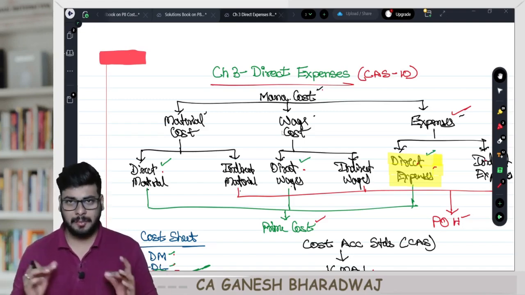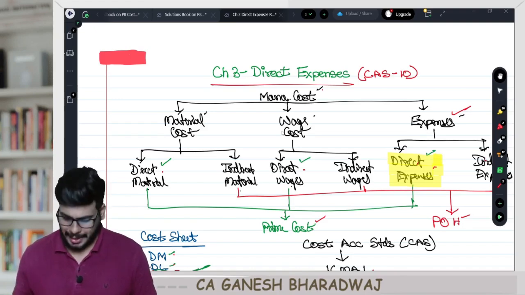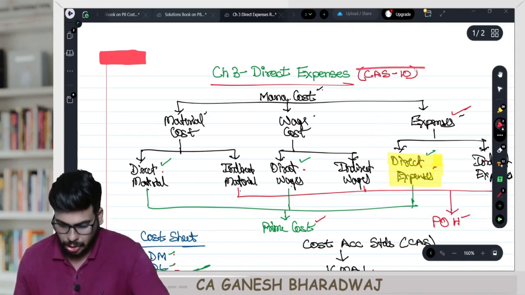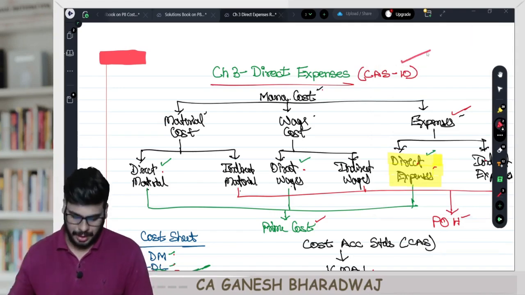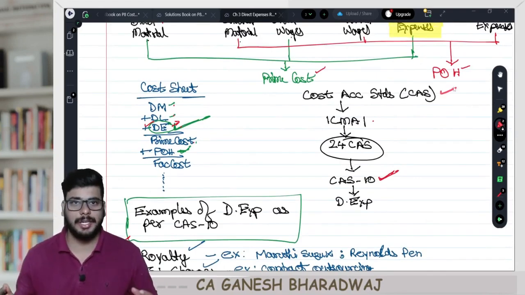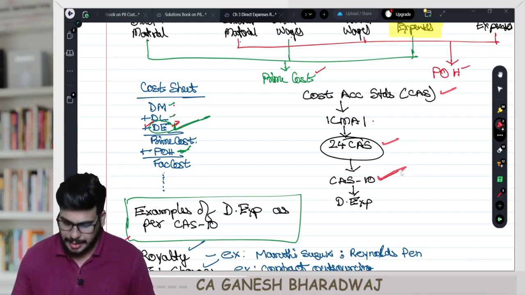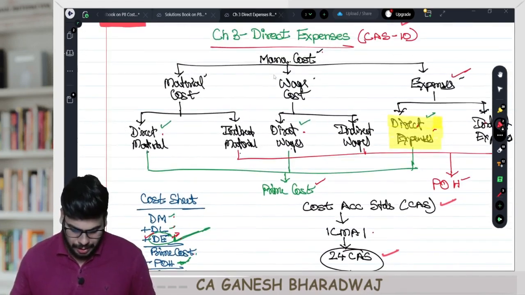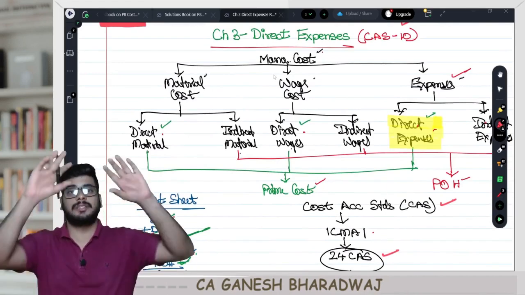Now, guys, this particular chapter, direct expense, is covered under a specific cost accounting standard called CAS 10. Clear with this, guys? Just to give a context, the cost accounting standards are prescribed by the CMA Institute, and as on date, there are 24 cost accounting standards prescribed by the CMA Institute. One of them is CAS number 10, which deals with direct expenses. Clear with this?